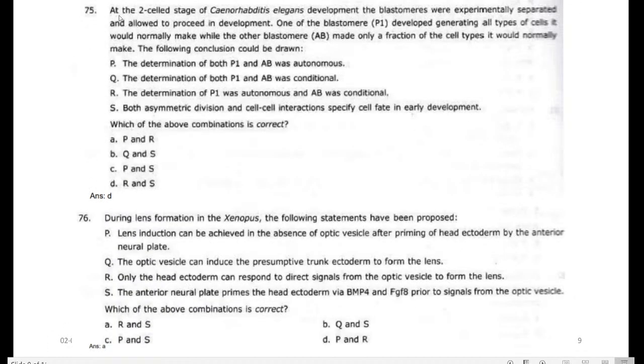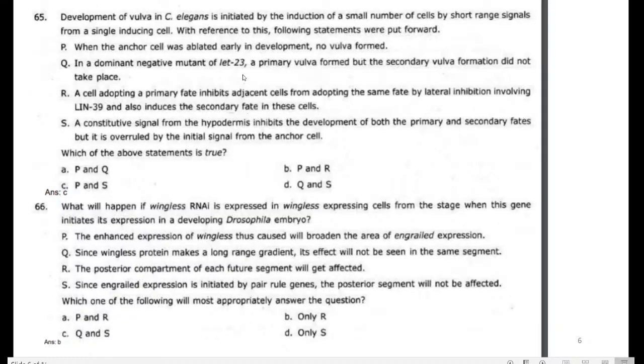And at the two-celled stage of Caenorhabditis elegans, this is C. elegans, once again this concept called C. elegans. At the two-cell stage of C. elegans development, the blastomeres were experimentally separated and allowed to proceed in development. The blastomere P1 developed and generated all the types of cells. That C is the answer. P and R, the statements are there.